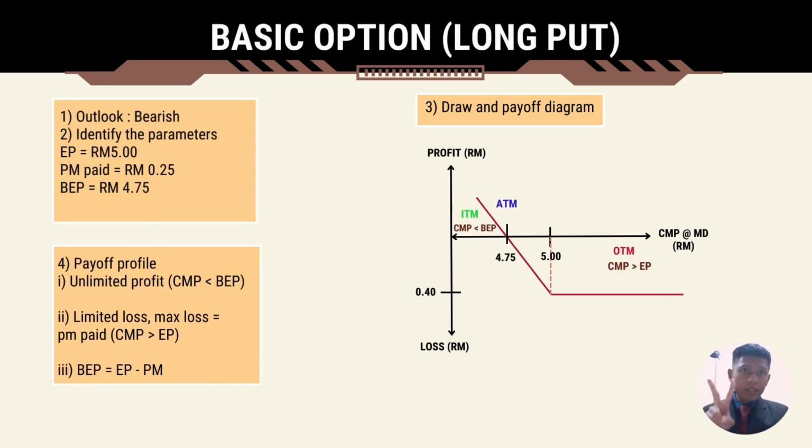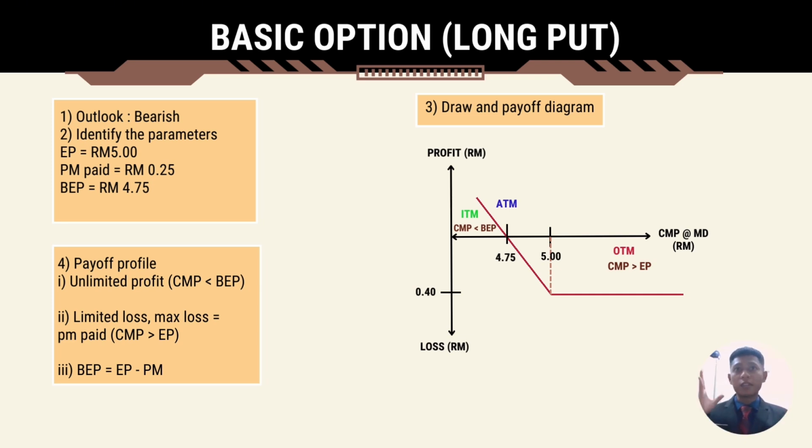Now we're going to answer B, which is the long put. Just like before, for the first step, we look at the outlook, which is bearish, and then we identify the parameters. The EP is 5 ringgit and the premium paid is 25 cents. For the BEP, we have to subtract: EP minus the premium paid, which equals 4 ringgit and 75 cents. The third step is to draw the payoff diagram.